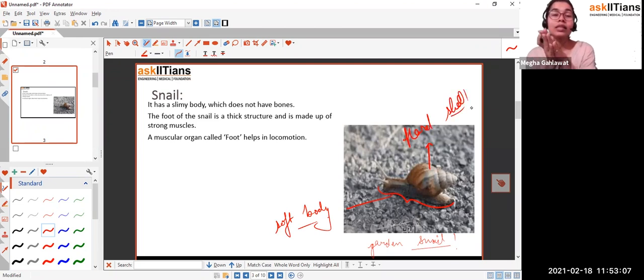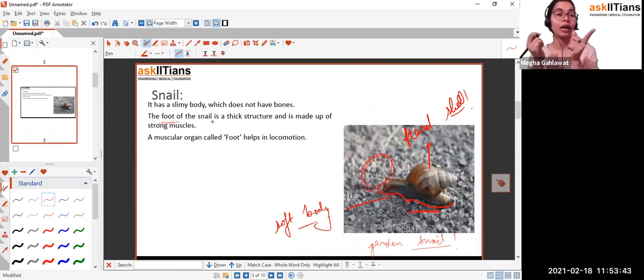Now see, since the snail itself hides into the hard shell and has a very soft body, the soft body of the snail moves by means of contracting and relaxing, right? You see the soft body, the entire body is called the foot. Okay, now this is the head right here, and this entire body is the foot. Okay, so the foot of the snail is very thick as you see in the diagram, and it is made up of very strong muscles.